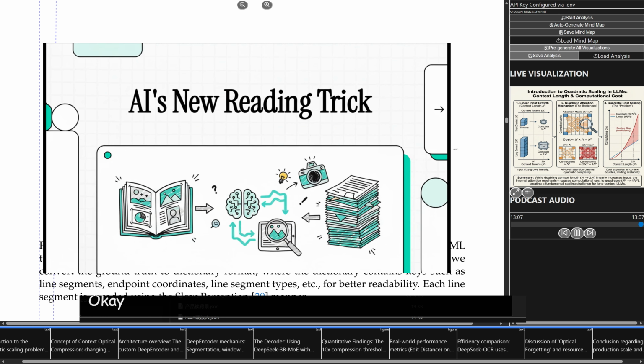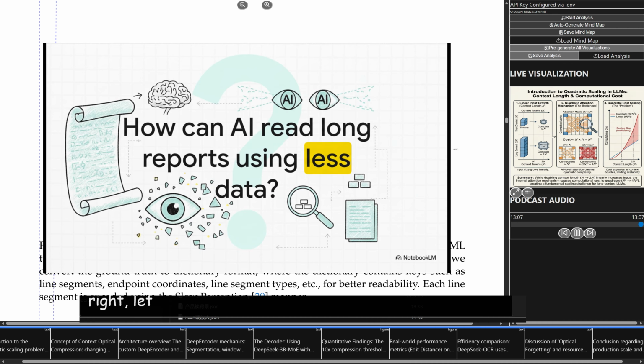Okay, get this. What if the best way for an AI to read, say, a 1,000-page novel isn't to read the words at all, but to just look at a picture of the pages? It sounds totally backwards, right? But it's actually a massive breakthrough that could solve one of the biggest, most expensive problems in AI today. So, let's unpack this.